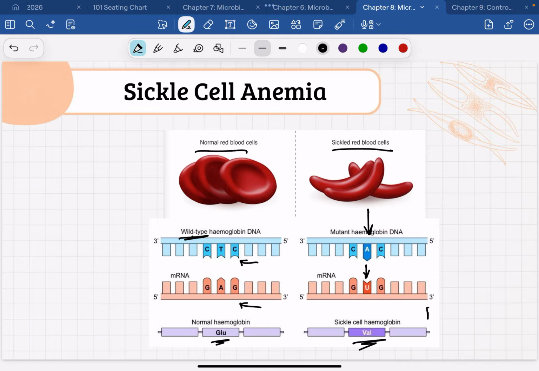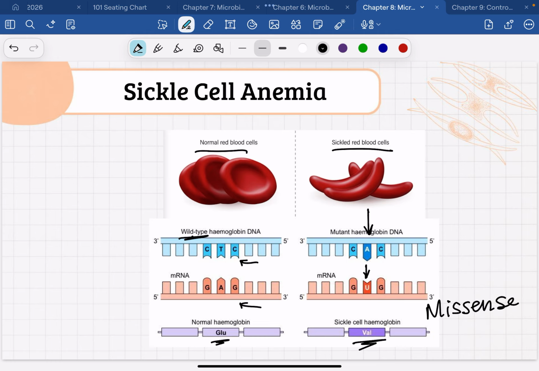Missense. I think I heard it. This is a missense mutation. We substituted one base for another, and it resulted in a change of the amino acid, from one amino acid to another. That is a missense mutation.